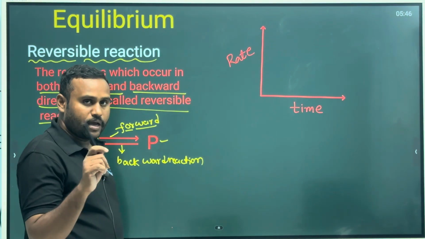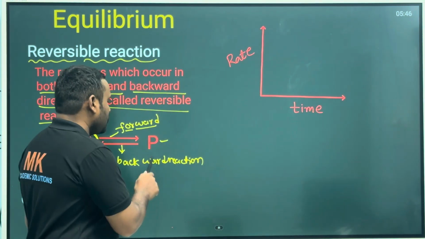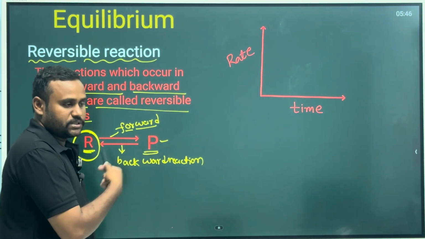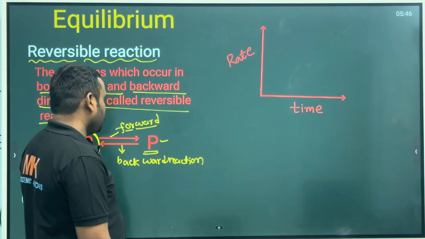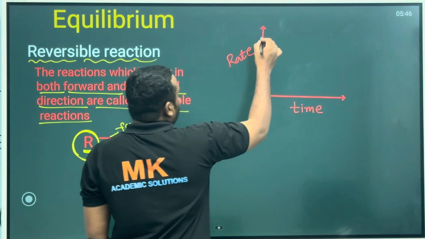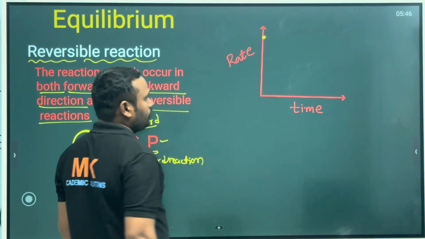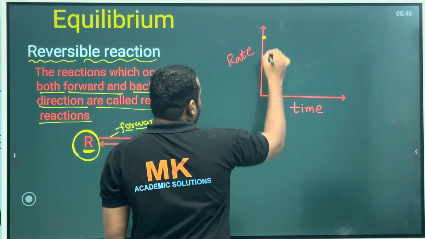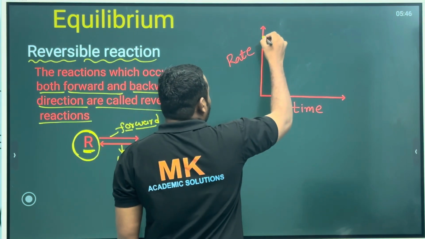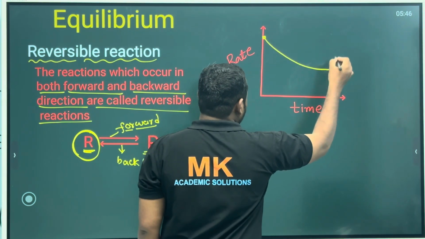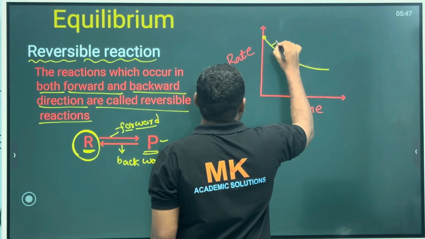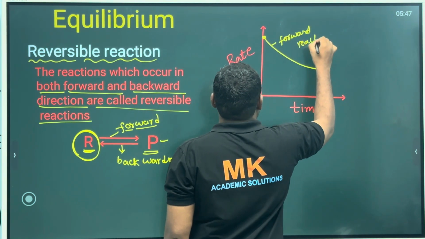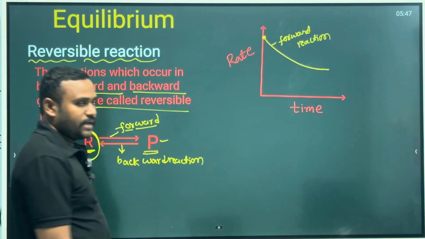As time proceeds, some amount of product is also formed, and that product starts to convert into reactant again. At initial time the rate of forward reaction is very high. As time proceeds, the rate of forward reaction gradually decreases. So this is the forward reaction.